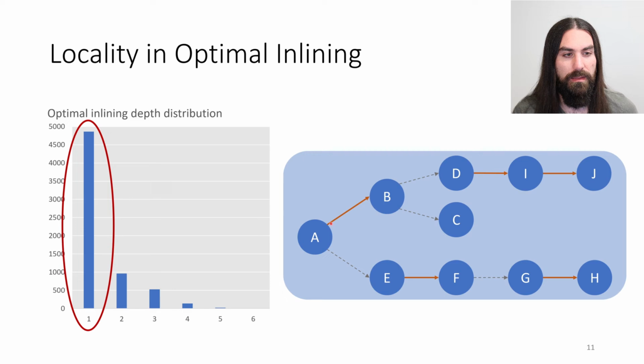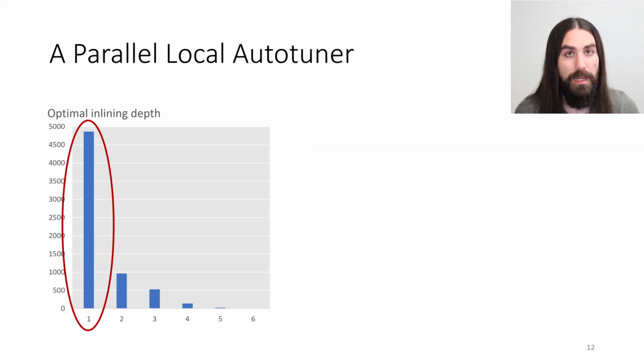What we see here is that the length of these inlined chains is in most cases 1. So we see it in G to H or E to F or A to B. And the case where we have 2 consecutive inlined calls is more rare. So it's 3 to 1. And this is what this graph shows. Obviously, there are cases where the depth was larger, but in most cases it was very local. And this locality property inspired our parallel local autotuner for size.